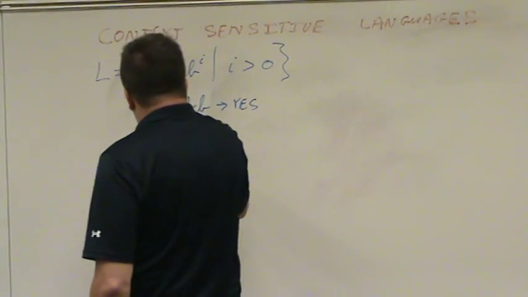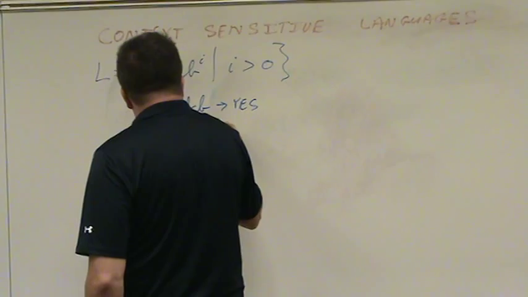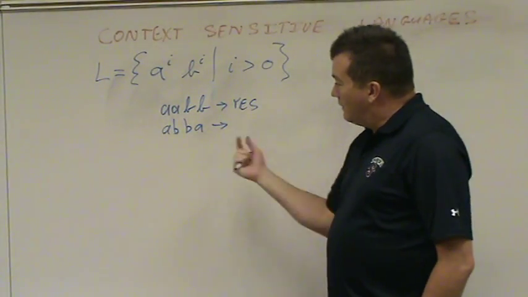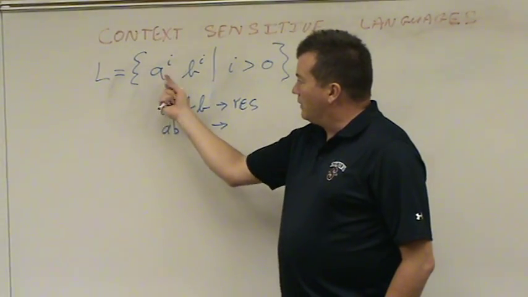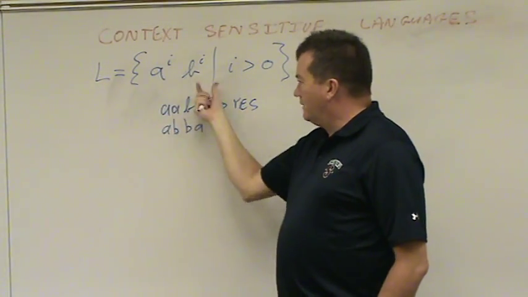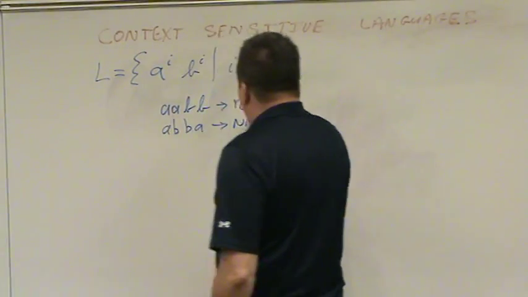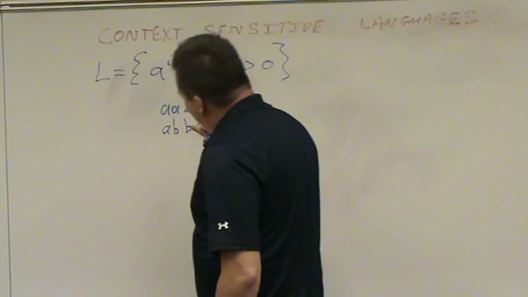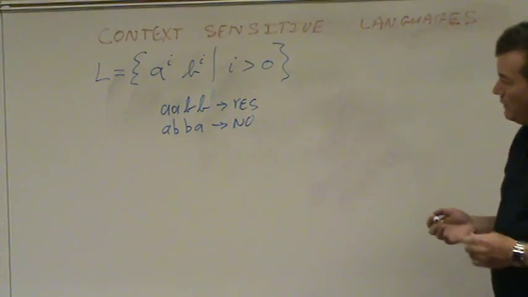If I said A, B, B, A, what would we answer? No. The number of A's and B's match, but the order doesn't: the A's all have to come first and the B's have to come second. So in that case, we would say no. Okay, so we get the idea. How would we do this?